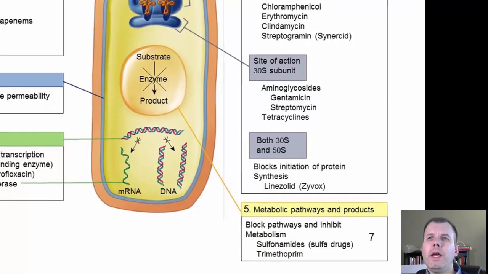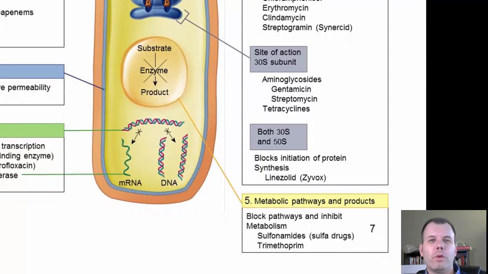The last group is the metabolic pathways. And again, we'll talk about this. One of the main pathways that bacteria need is to make folic acid, to make DNA and RNA, and we can actually block the production of folic acid in bacteria. And this is used through sulfonamides. And so sulfonamides are another form of drugs that we'll actually use to block pathways. And we'll talk about this as well as we go through.